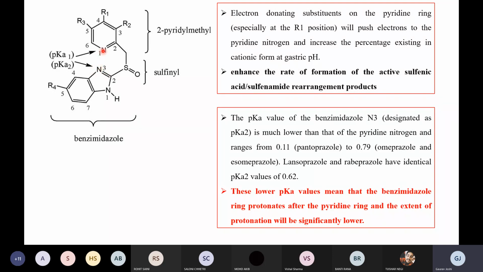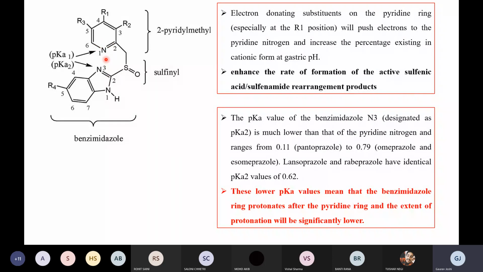this nitrogen will not be able to attack at this C2 carbon, right? And if it will not be able to attack the C2 carbon, that tetrameric form or the tetra molecule will not be formed, right? Basically the sulfenic acid and the sulfenamide rearrangement product will not form, right? So the first protonation site should always be this pyridine nitrogen, right?